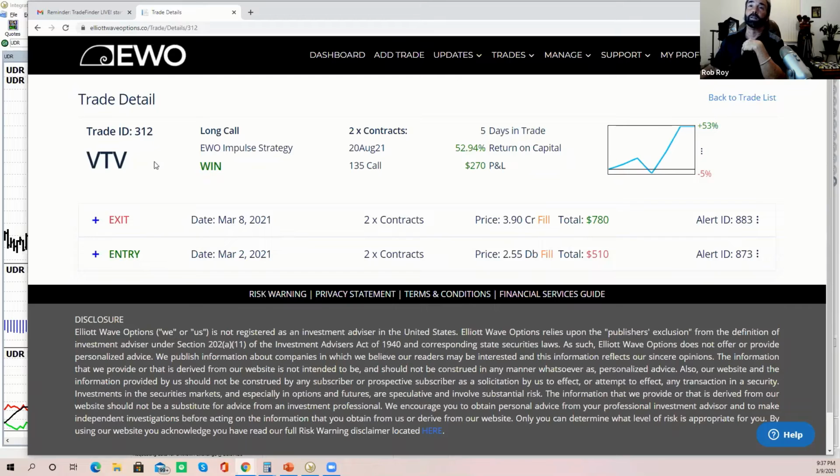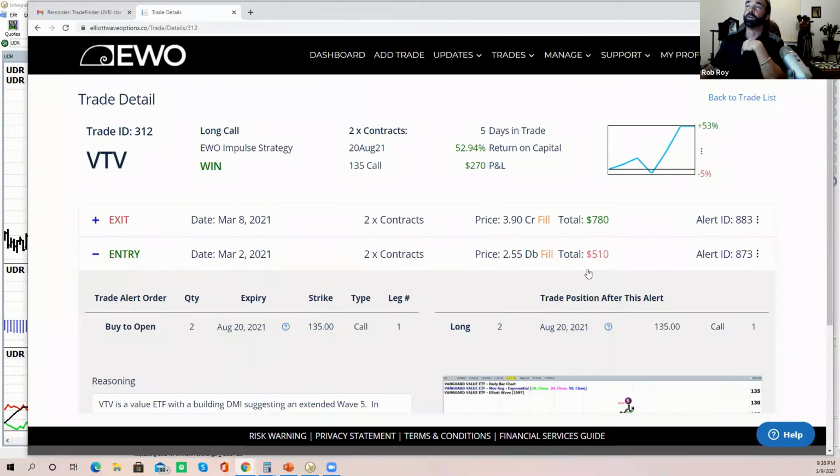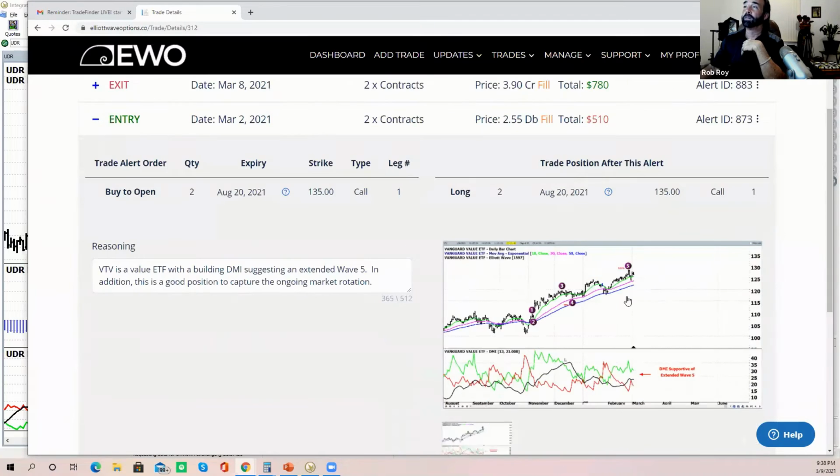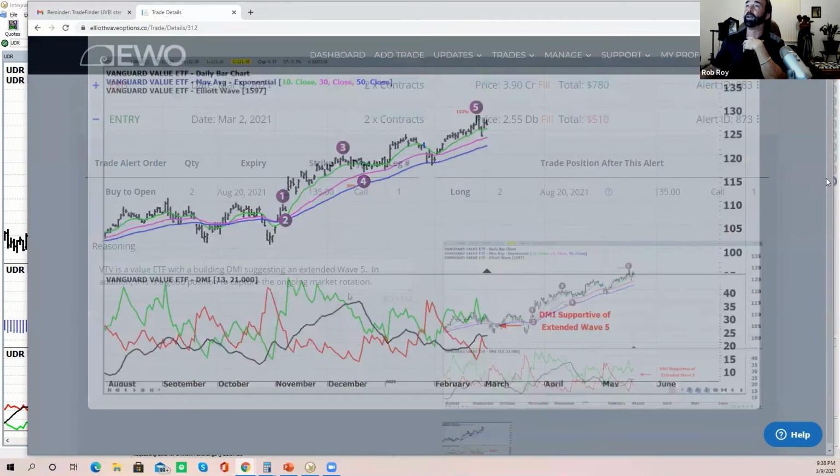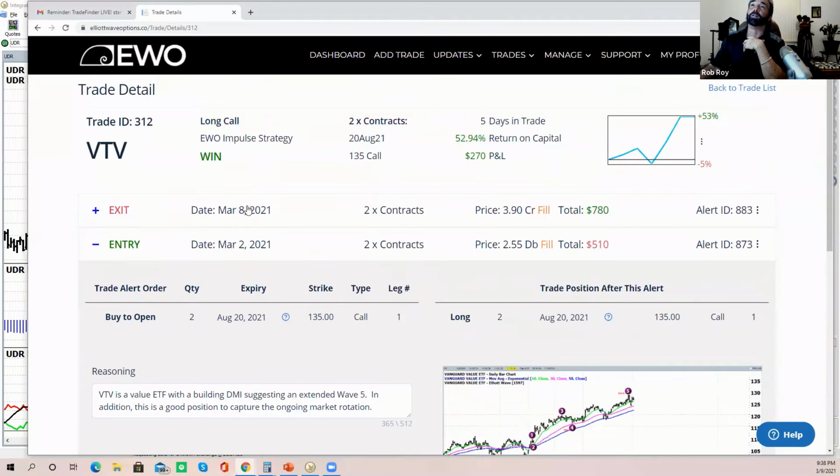This is VTV. This is a value ETF. So this is where monetary rotation is occurring. So here was the pattern. It was a wave 5, but we were at 103%, not the 123% in the SPY, meaning this was underperforming the market. So value is a place that money is going to look to move. Money looks to move in places that are underperforming or undervaluing.